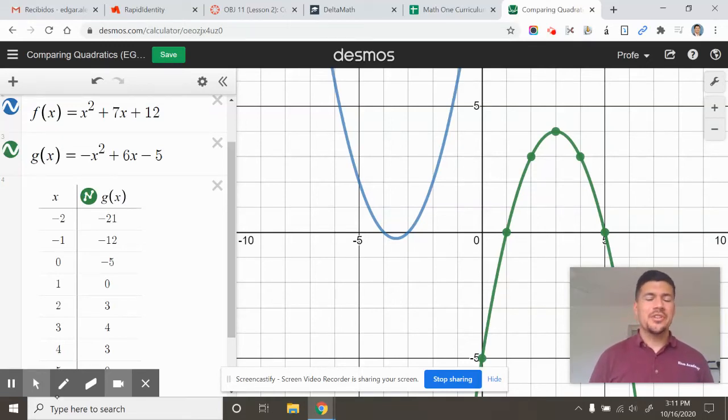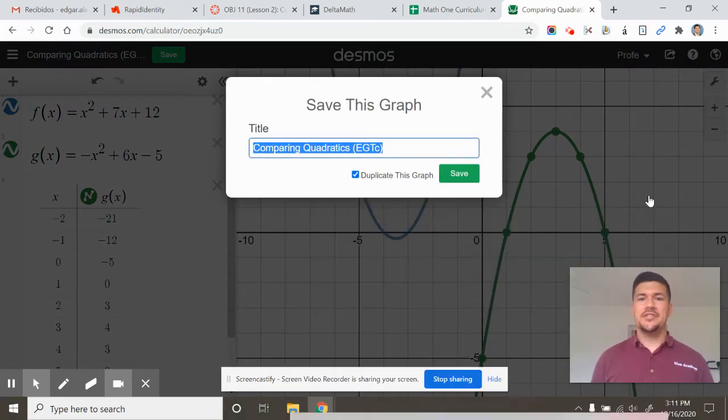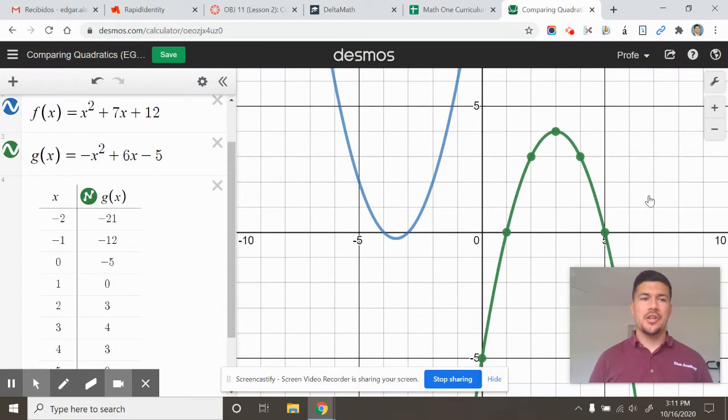Hey guys, today we're going to talk about comparing two quadratic functions. So we're going to take two quadratic functions in different forms. If you remember, we study EGTC, equations, graphs, tables, and context for every function. So we're going to take a look at a comparison between, in this example, a quadratic where I've only got the equation and the graph versus a quadratic where I've only got the table.